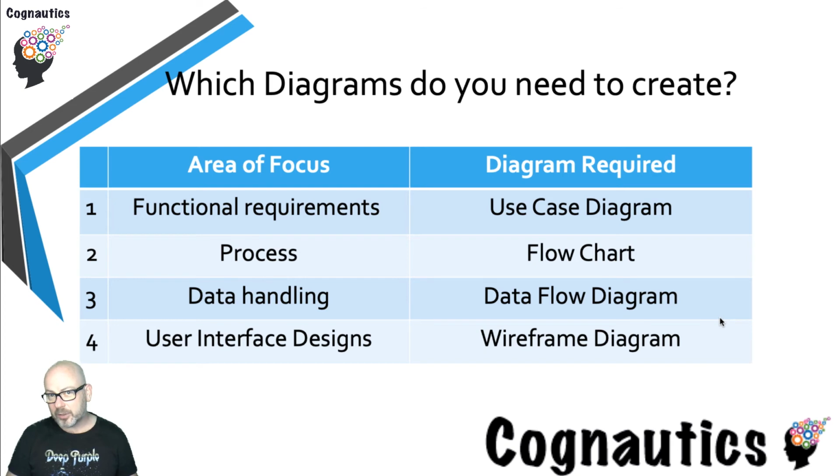We looked at the start at the 4 different diagrams that you needed to make. The first was functional requirements. To show functional requirements, you need to create a use case diagram, and the next video will describe how to do that. Your second diagram is a process diagram or processes, and that would be a flowchart. The third one is a data handling diagram, and for that you would use a data flow diagram. And lastly, you've got user interface design. And to show user interface design, you would use a wireframe diagram.